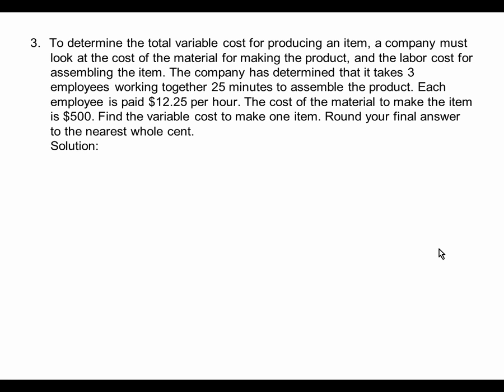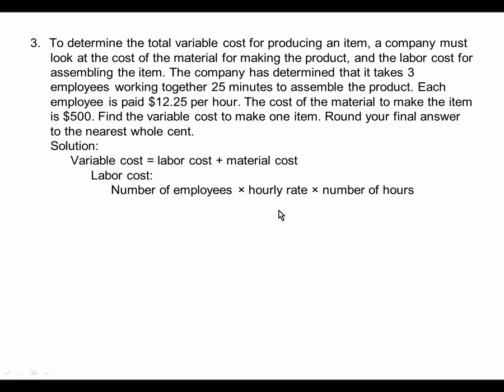Our solution. Now the variable cost is the labor cost plus the material cost. For the labor cost, we're told it takes 3 people 25 minutes to assemble the product, and each one is paid $12.25 per hour. Notice it's per hour, not per minute. So the number of employees times the hourly rate times the number of hours. That's what we're going to be doing to figure out labor cost.